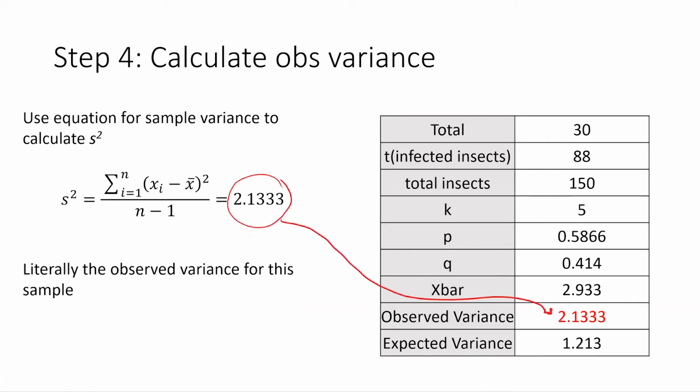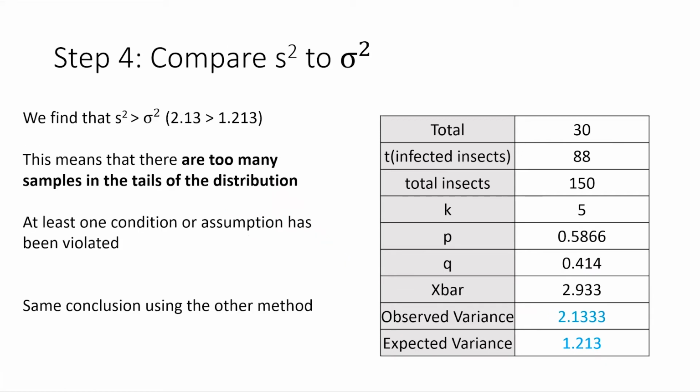We can then actually use the original equation for calculating sample variance to calculate our actual sample variance. We then find that our sample variance is greater than our expected variance. So there's more variance in this data than we would expect, which means there are too many samples in the tails of the distribution. So we come to the same conclusion using this method as the previous method.